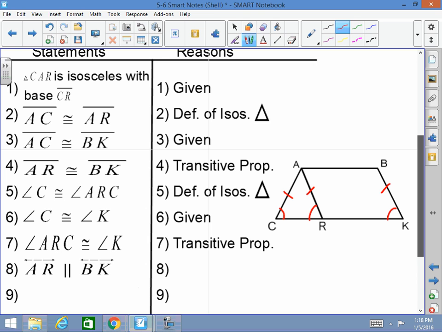Why? Why would AR be parallel to BK? Think of the angles here.